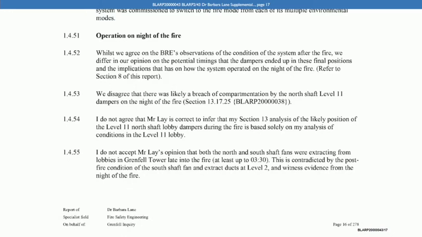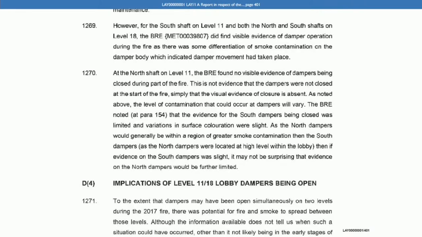And then if we look at your report, if we could go to page 401 of your report, paragraph 1270. You say this, at the North Shaft on level 11, the BRE found no visible evidence of dampers being closed during part of the fire. This is not evidence that the dampers were not closed at the start of the fire, simply that the visual evidence of closure is absent. As noted above, the level of contamination that could occur at dampers will vary. The BRE noted that the evidence for the south dampers being closed was limited and variations in surface coloration were slight. As the north dampers would generally be within a region of greater smoke contamination than the south dampers, as the north dampers were located at high level within the lobby, then if evidence on the south dampers was slight, it may not be surprising that evidence on the north dampers would be further limited. So that's what you say about this.